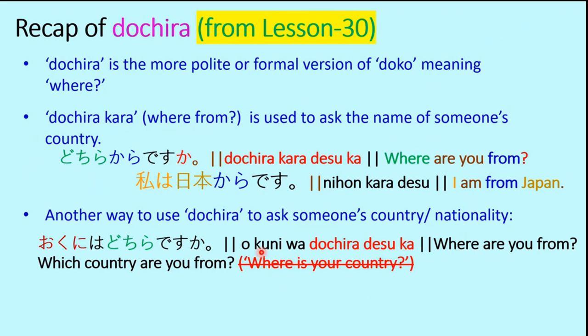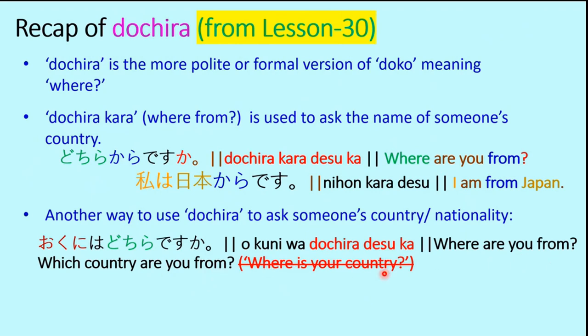Kuni means country and O is the honorific, as we have learned earlier that when we ask a question like this we begin with O. This is just a form of politeness, again, and it is known as an honorific. So, O kuni wa dochira desu ka? Where are you from? Or which country are you from?